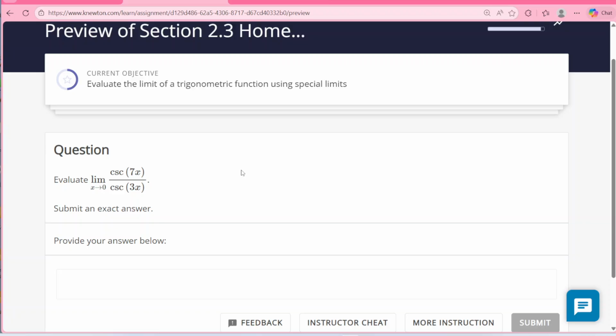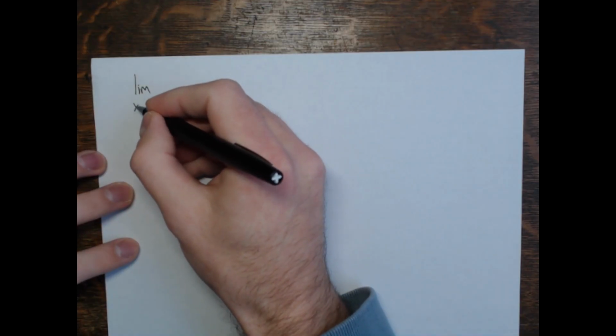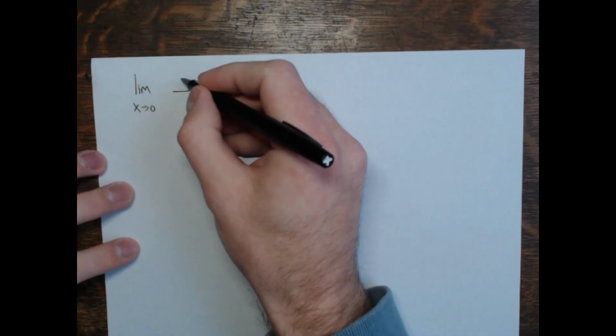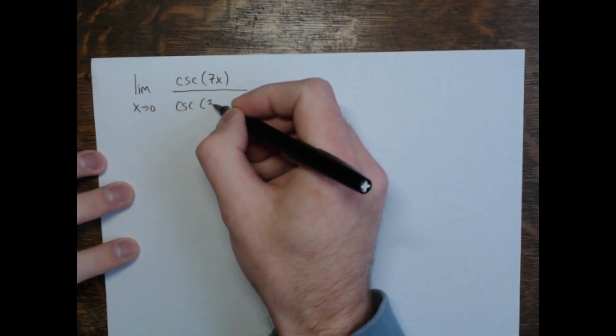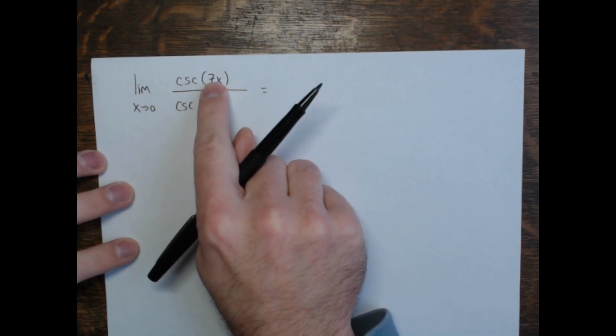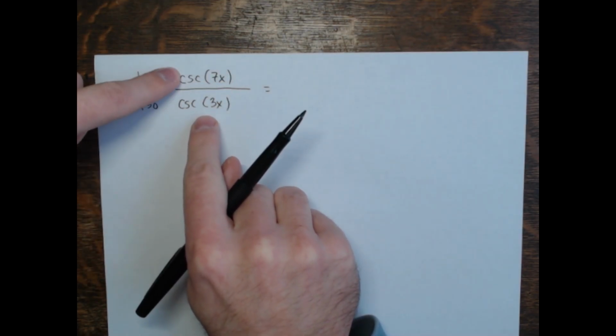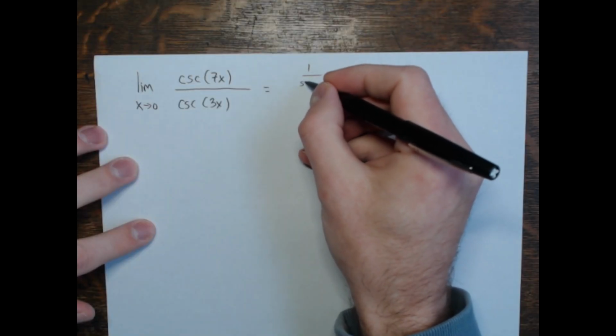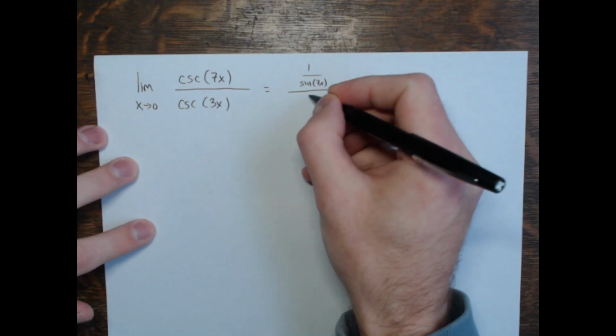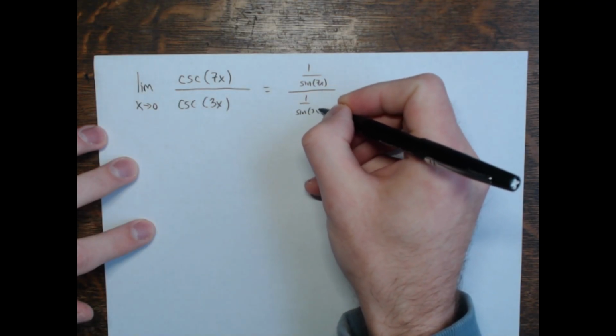Remember, you got the sine of something over something going to 1 as that value goes to 0, and then 1 minus cosine of something over something going to 0 as the input goes to 0. So here we got the limit as x goes to 0 of cosecant of 7x divided by the cosecant of 3x. Remember, cosecant is 1 over sine. So this is 1 over sine 7x, and this is 1 over sine 3x. And then you flip them. It'd be 1 over sine 7x in the numerator divided by 1 over the sine of 3x.